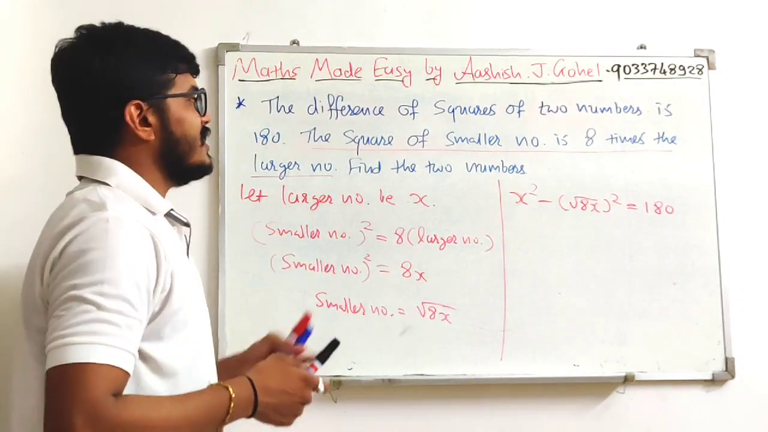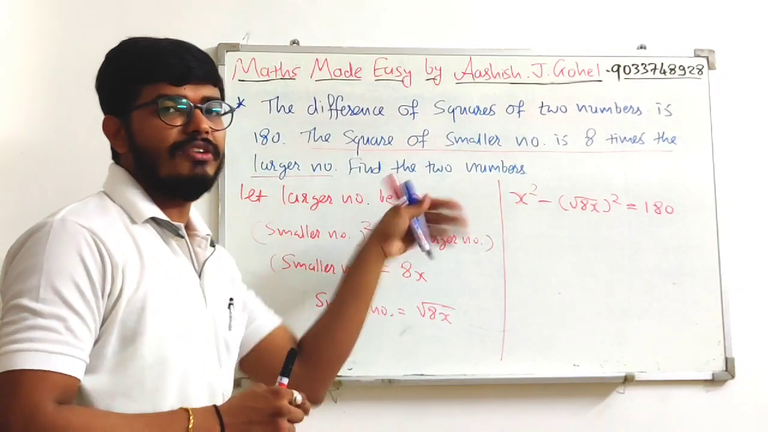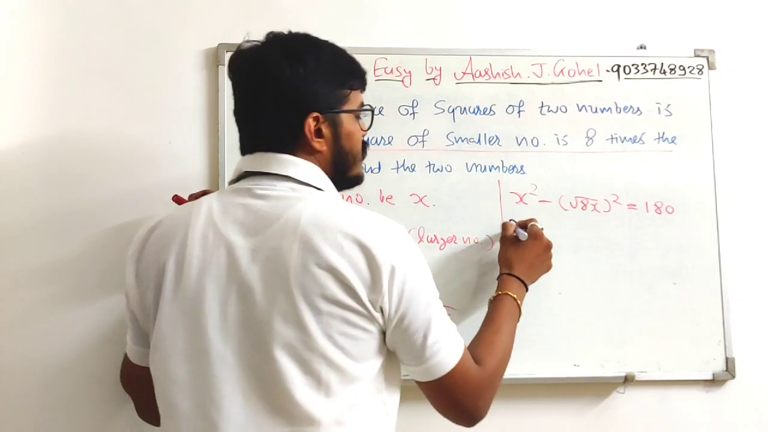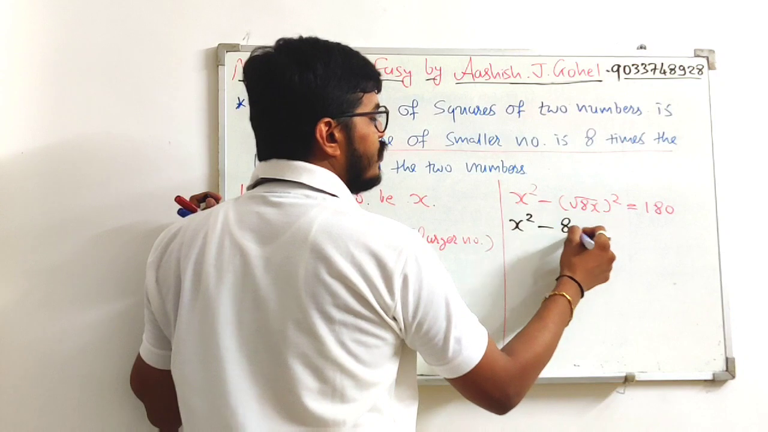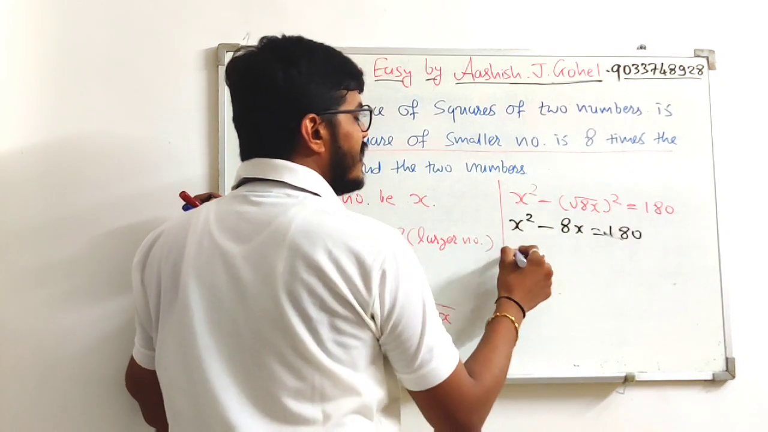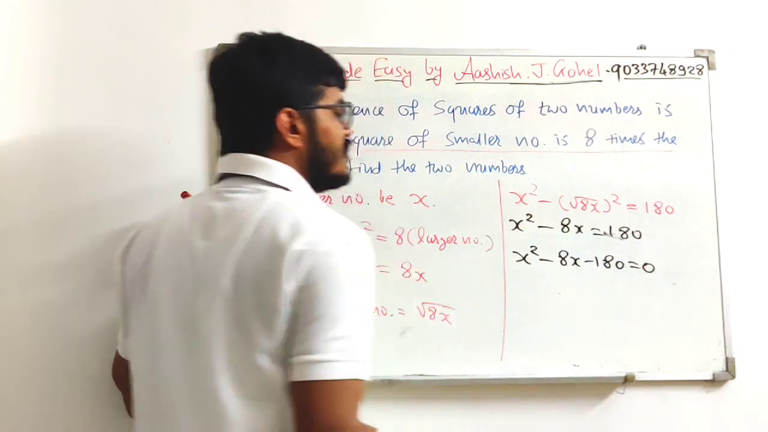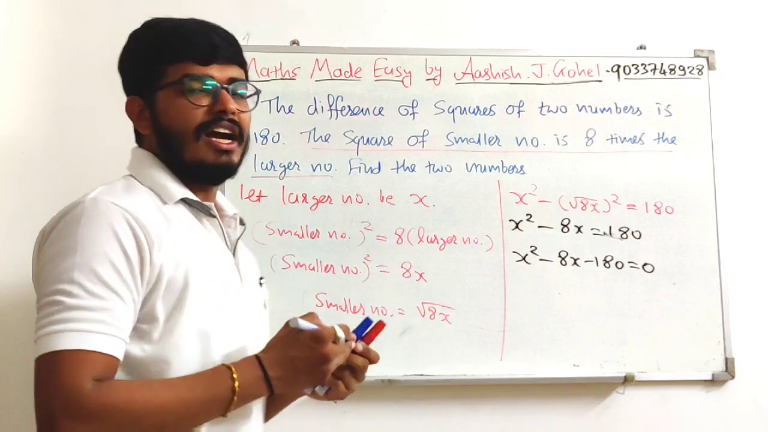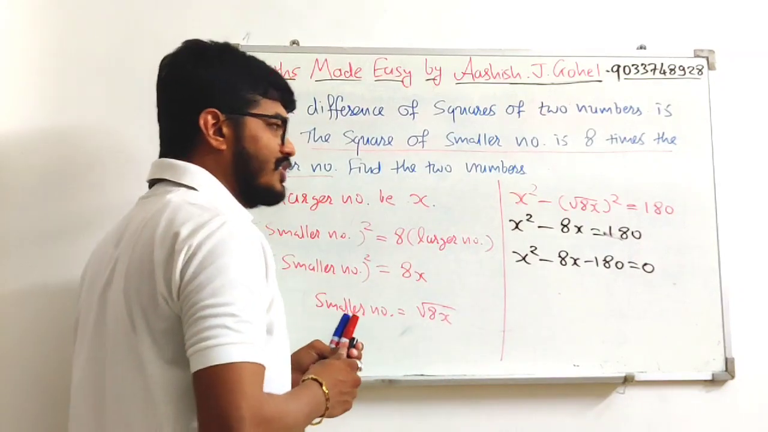Okay, all of you get this? With the help of these two statements, I have written this equation. Now I will simplify this. So x square minus root 8x whole square will be 8x only, is equal to 180. Take this 180 to this side. So x square minus 8x minus 180 is equal to 0. Now this is your equation. Now we want to solve this equation. How will we solve it? With the help of the factorization method.